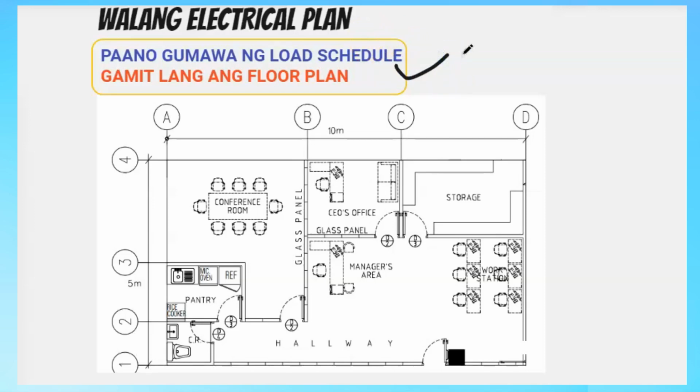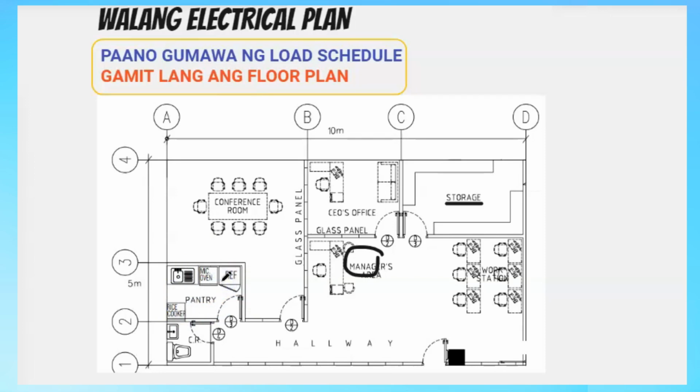So, let's use the reference of PEC 2017. Actually, this is an office. Its length is 10 meters. Its width is 5 meters. So, the area, 5 times 10, is 50 square meters. And then, it has a manager's area, storage, CEO's office, conference room, and a pantry with a ref, rice cooker, and microwave oven.